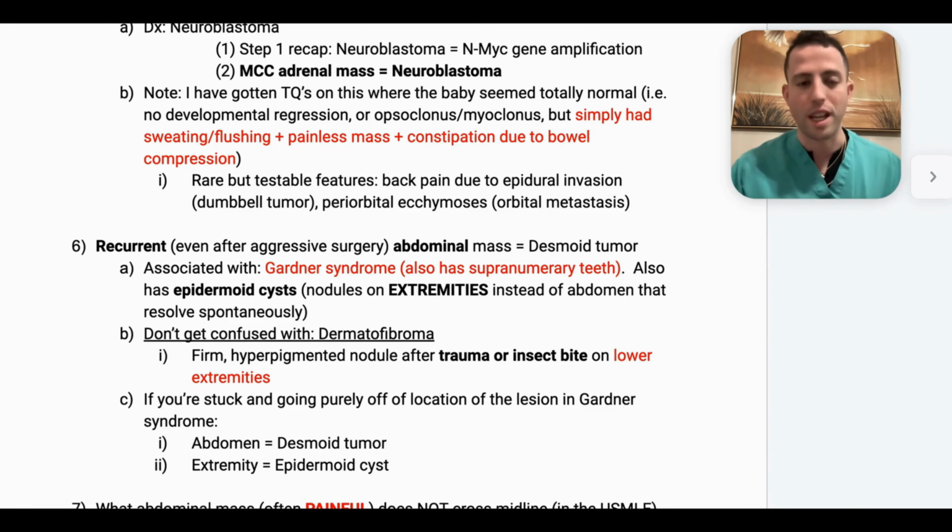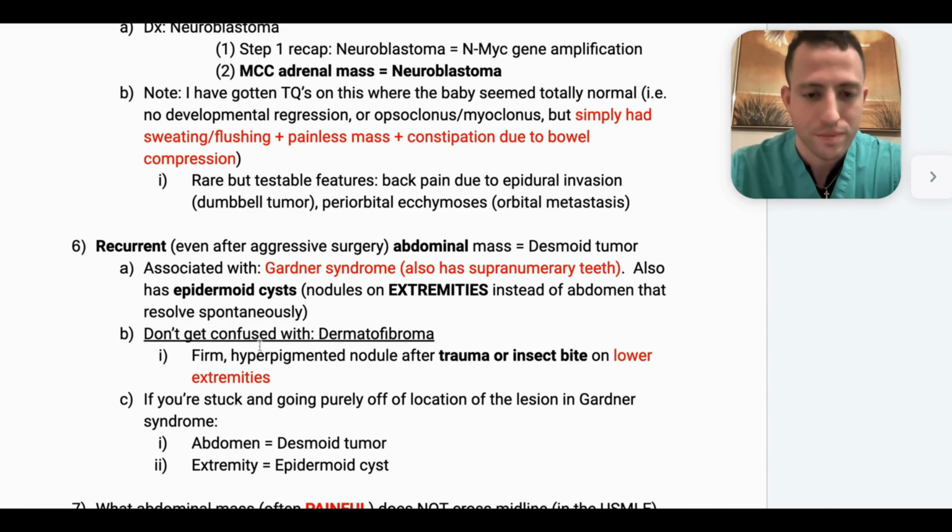And I don't want you to get the epidermoid cyst confused with the dermatofibroma. And so these are also on extremities, but they're more of a firm hyperpigmented nodule that you see after a trauma or insect bite. So dermatofibroma is from some sort of traumatic insult, whereas an epidermoid cyst is spontaneous, and you'll see that with Gardner syndrome. So just make sure you have those terminologies separated. Dermatofibroma from trauma of some sort, epidermoid cyst with your Gardner syndrome.